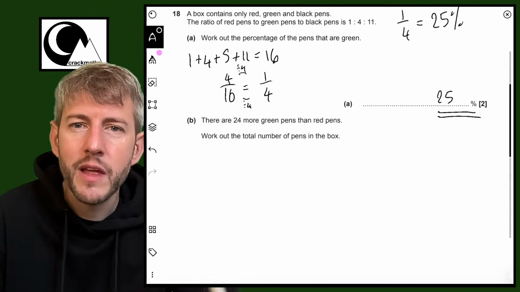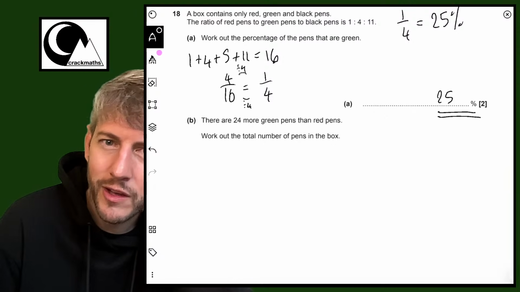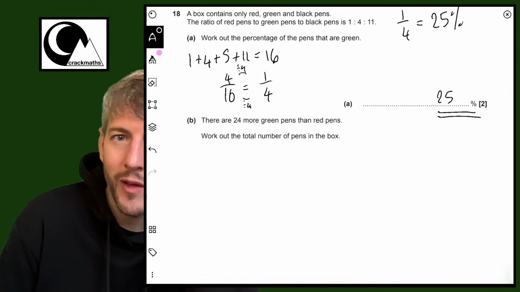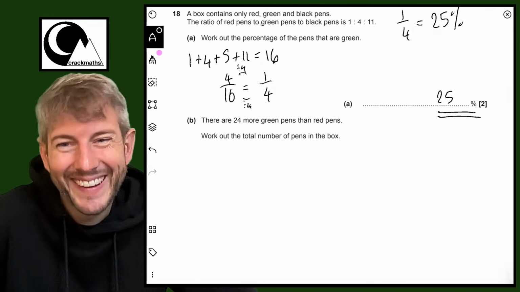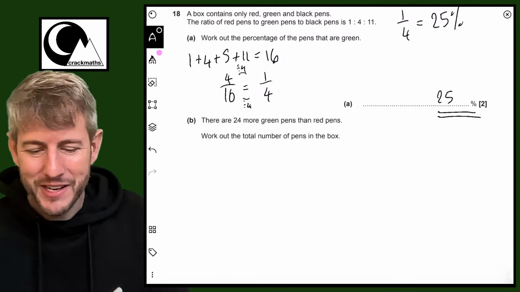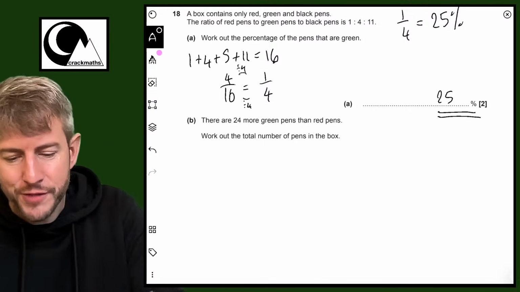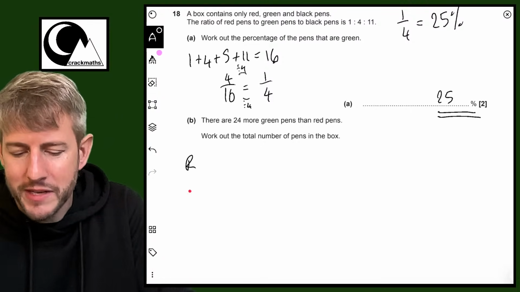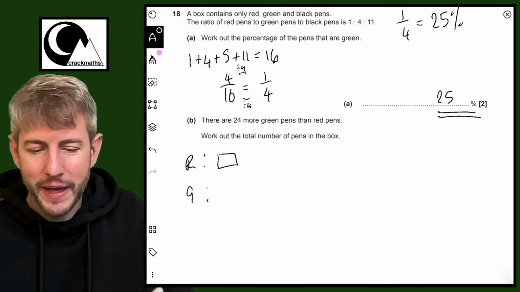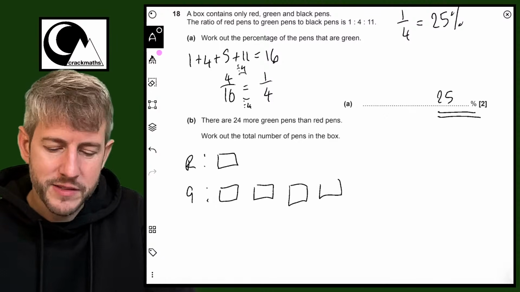Part B says, there are 24 more green pens than red pens. Work out the total number of pens in the box. Right, okay, so what I'm going to do here is draw out this ratio. Let's just focus on the red to green. We've got 1 quantity of red pens to 4 quantities of green pens.